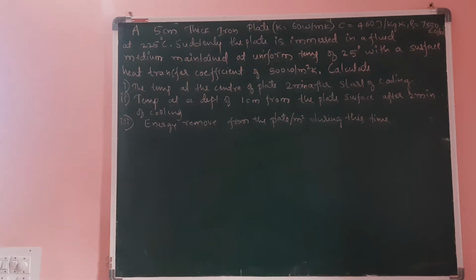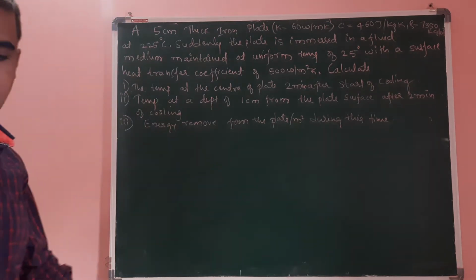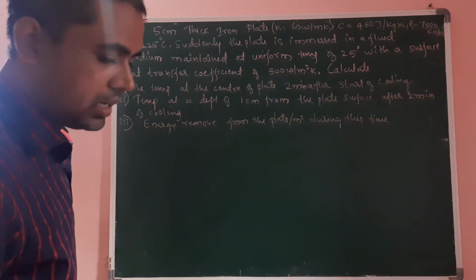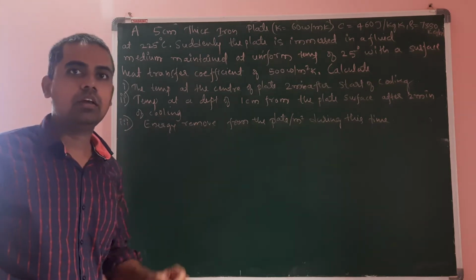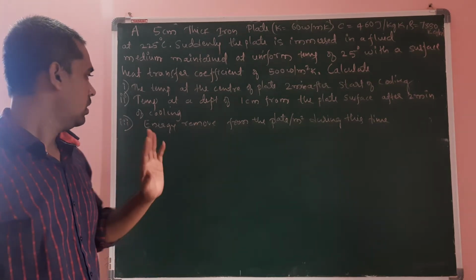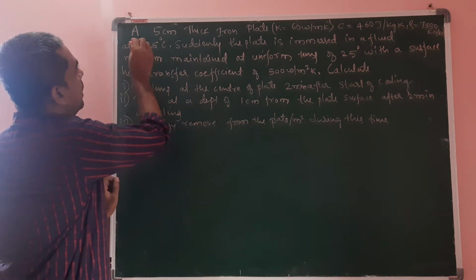Okay, we will solve a problem on Heisler charts. We use Heisler charts when the Biot number is greater than 0.1. Okay, this is a problem.